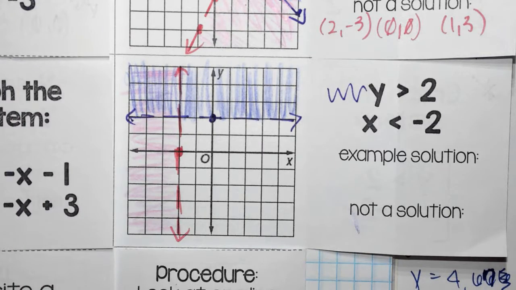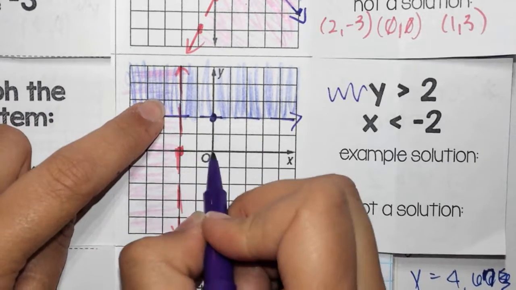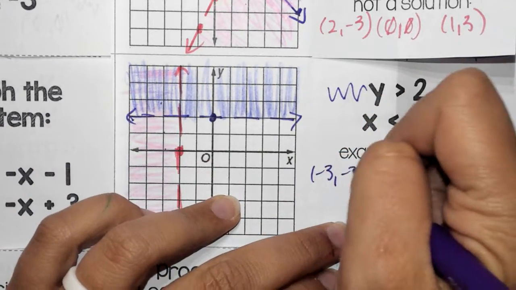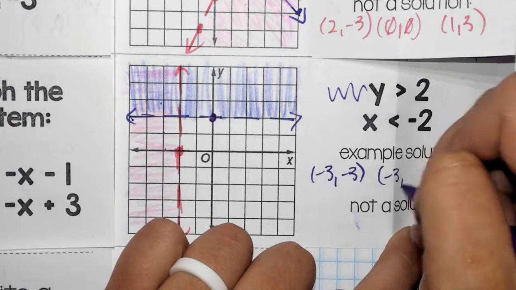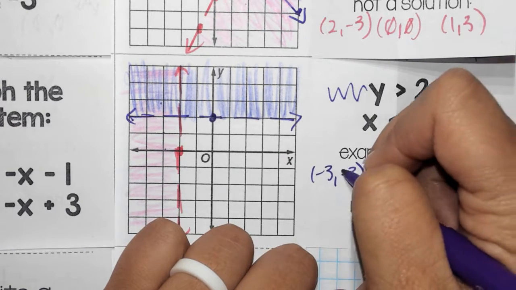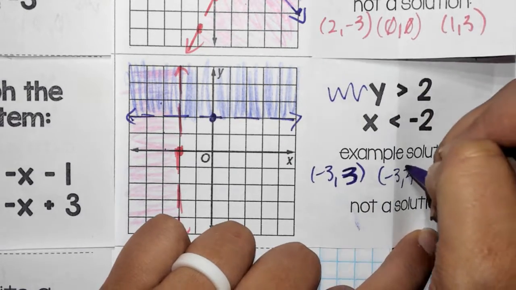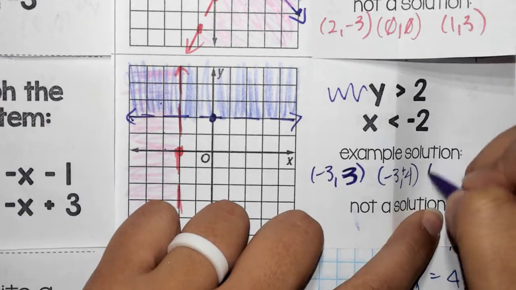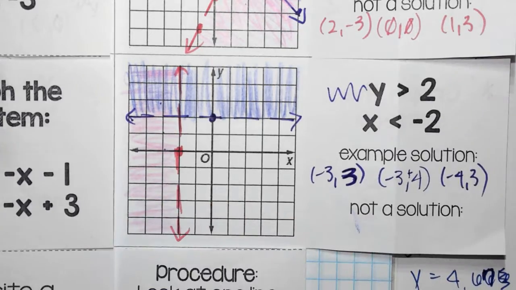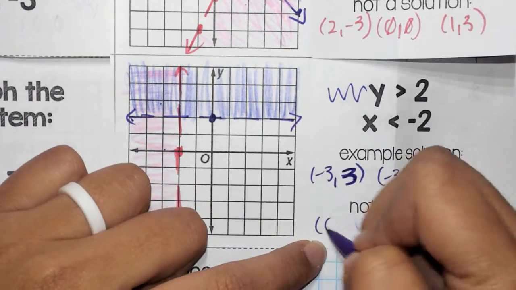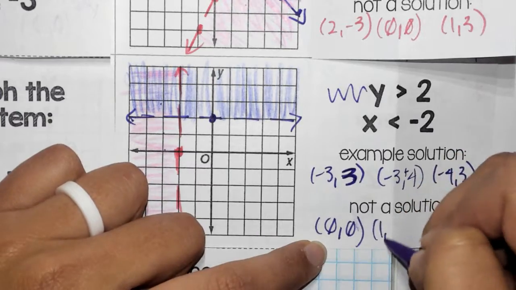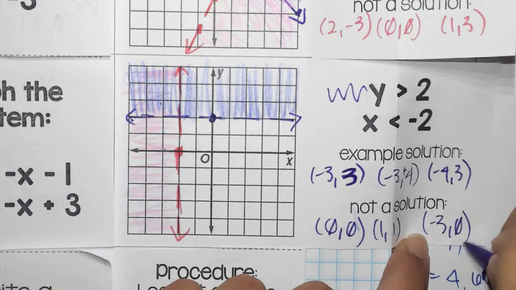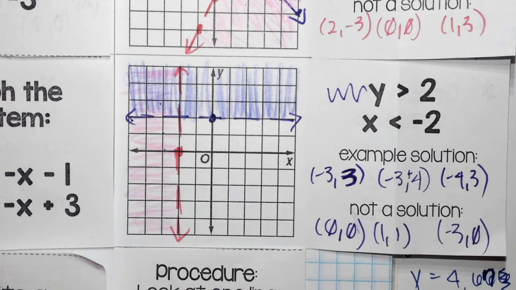And where is there a solution? It's up here, right? So that would be negative 1, 2, 3, 1, 2, 3. We could also do negative 3, 4. We could do negative 3, positive 4. We could do negative 4, positive 3. And then not a solution, 0, 0. 1, 1. Negative 3, 0. Anywhere that both colors don't overlap.